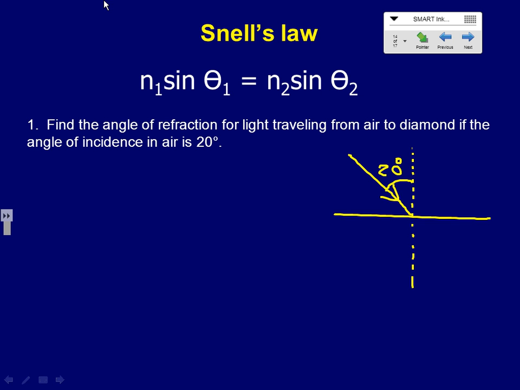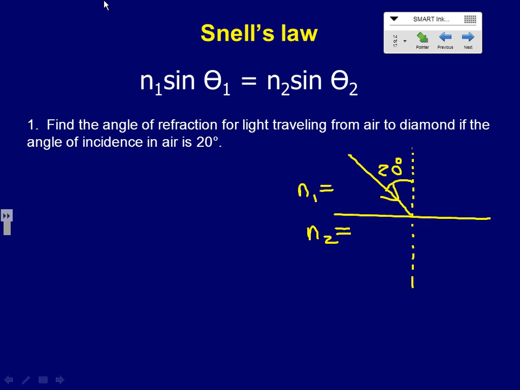Now, it's starting out in air, and it's ending up in diamond. We need the Ns in order to answer this. If it's a test, I'm telling you the N of the diamond. You might remember from yesterday, but write it down on the picture. N1 equals and N2 equals. So we're going to let N1 be where the light ray starts out, and we're going to let N2 be where the light ray ends up in the end.